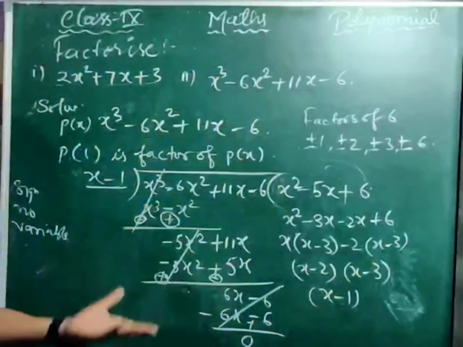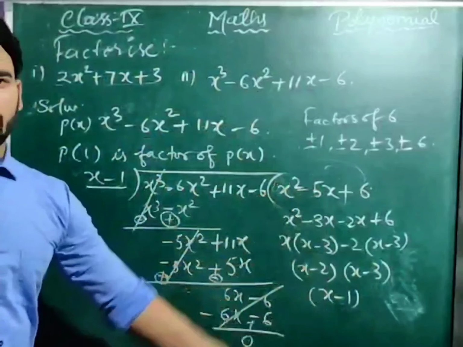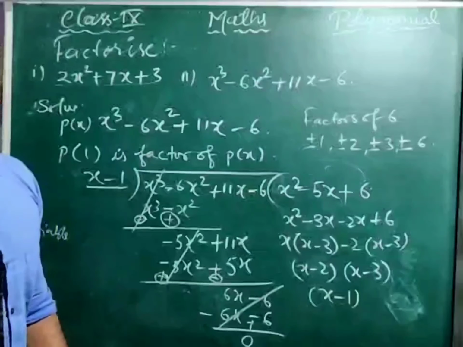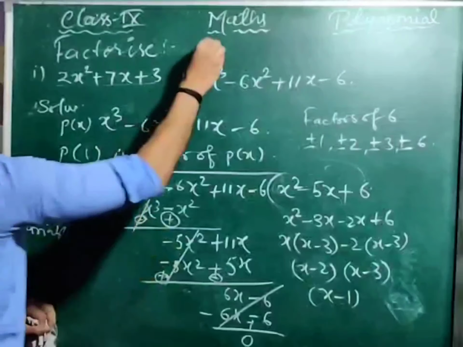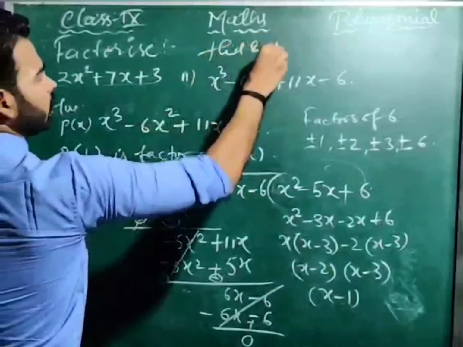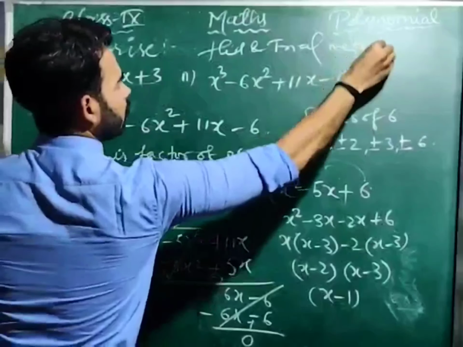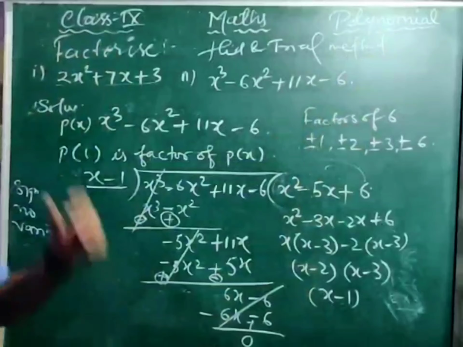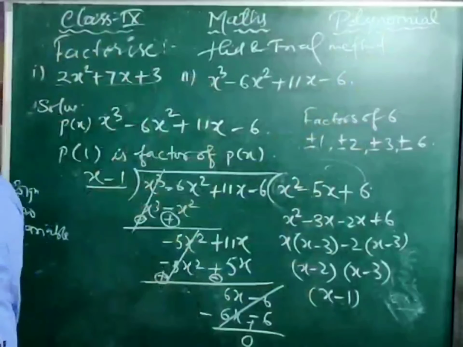It is a factorization by factor theorem in which we divide, in which we have factorized a quadratic polynomial. So pause the video and write down the solution and you will solve. It is also called hit and trial method. Factorize a cubic polynomial by factor theorem or hit and trial method.